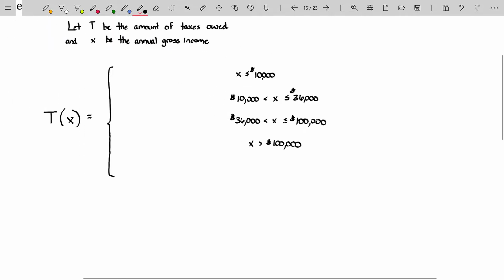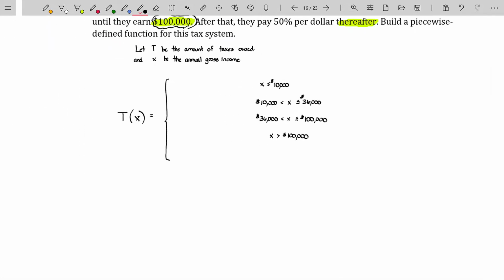So that's the beginnings of a piecewise defined function for this very special tax system. Just to let you know, our tax system in the United States is very similar in build to this. It's not exactly the same because the percentages and the numbers are slightly different, but the build is almost identical.